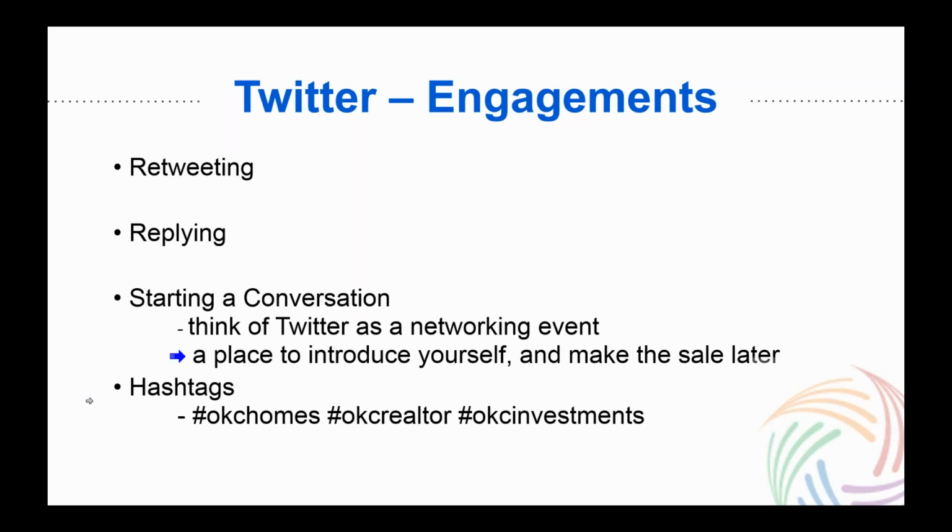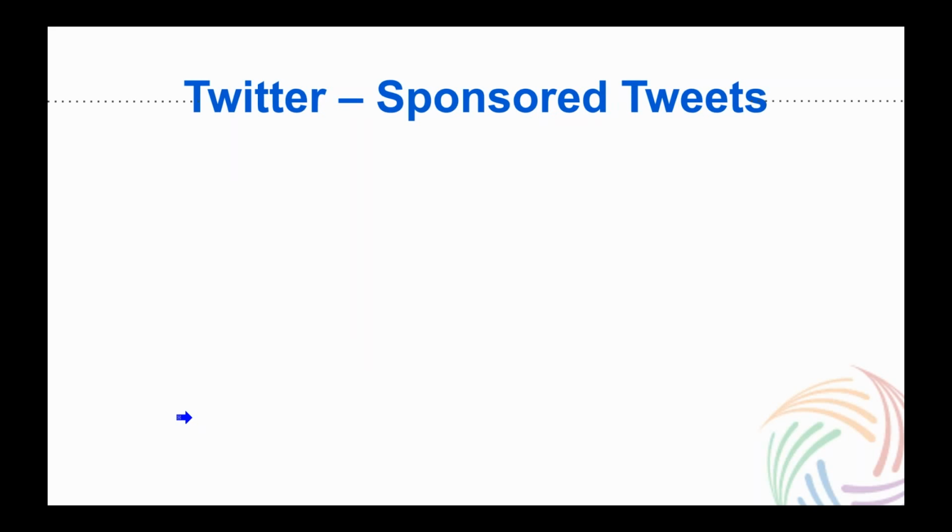Also, like we said earlier, to really increase those engagements, use the hashtags. Try to put one on every post. Here are some examples of some more local hashtags I would use in my area. So OKC Homes, OKC Realtor, OKC Investments. So if someone is looking for a realtor or homes in the area, they can type this in themselves and they'll see your post, your profile.